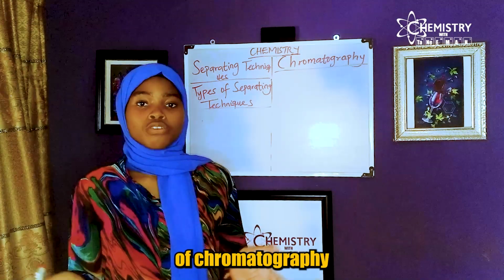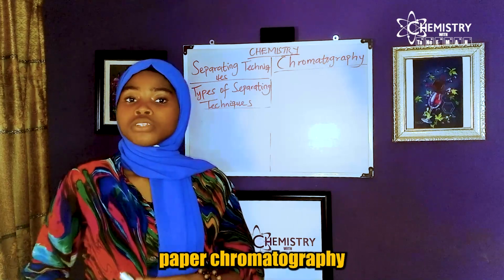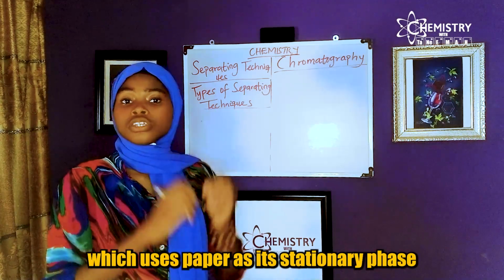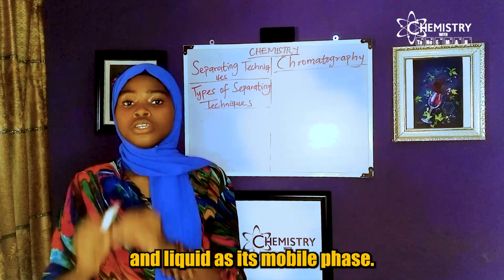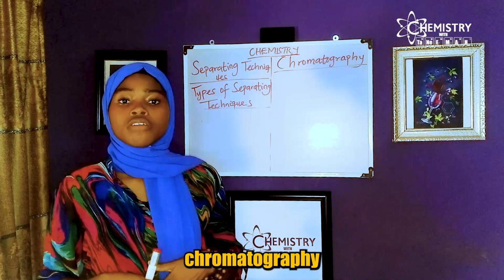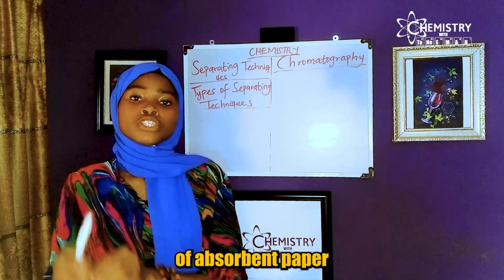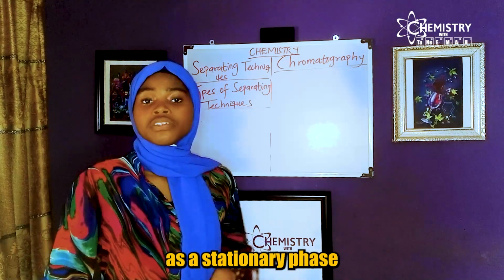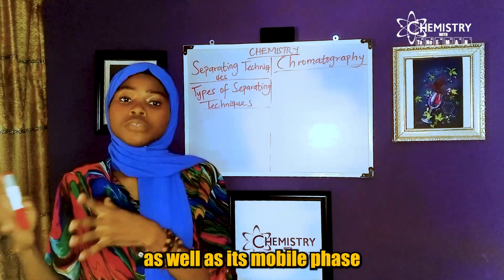We have various types of chromatography. We have paper chromatography, which uses paper as its stationary phase and liquid as its mobile phase. We also have thin layer chromatography, which uses a thin layer of adsorbent as its stationary phase and liquid as its mobile phase.